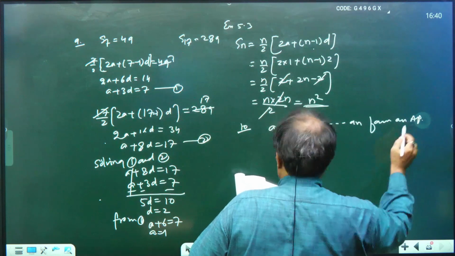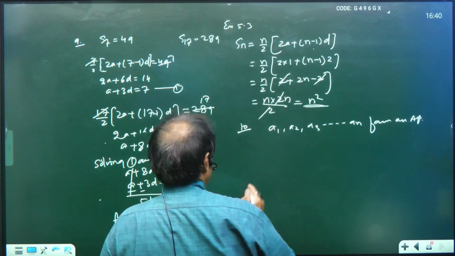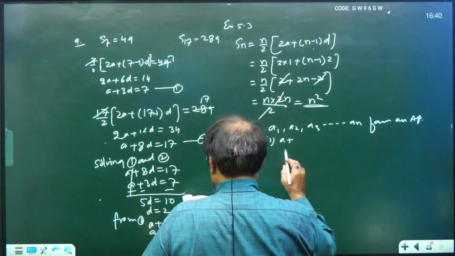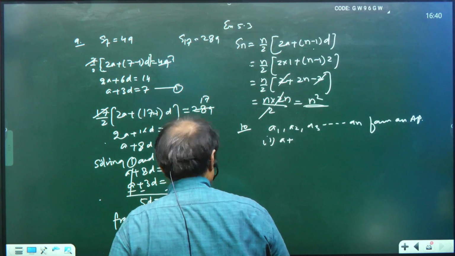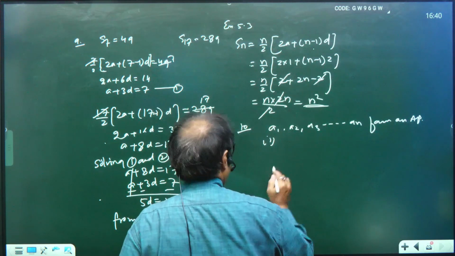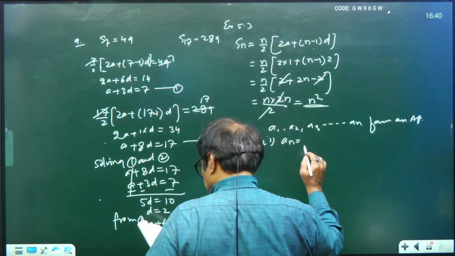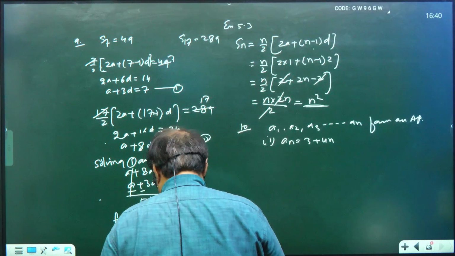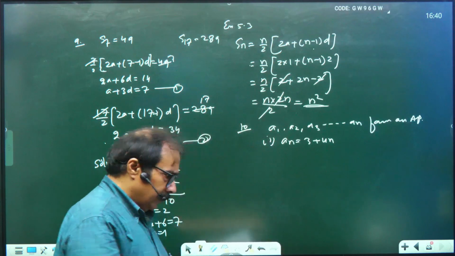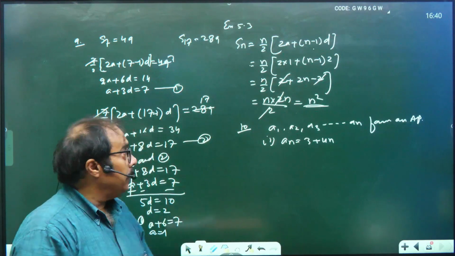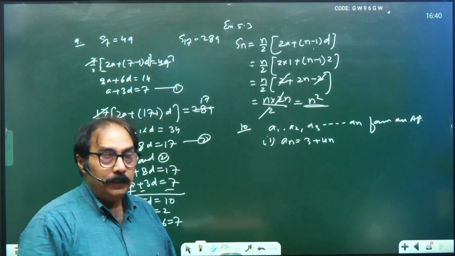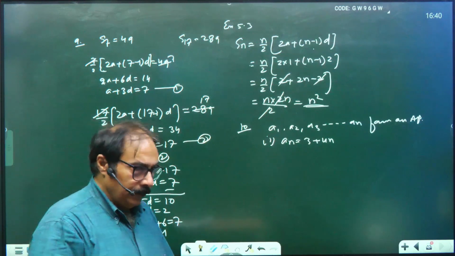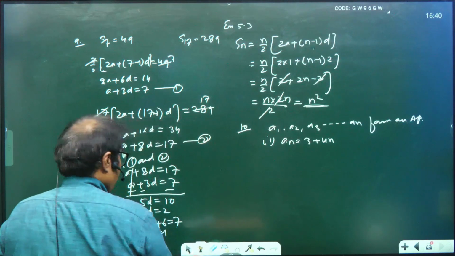This we have to show first, that it is in AP, defined as an is equal to 3 plus 4n. Okay, and after that also find the sum of 15 terms in each case. So the first part I will solve by two methods. Okay, and whichever is easy for you, apply that method.